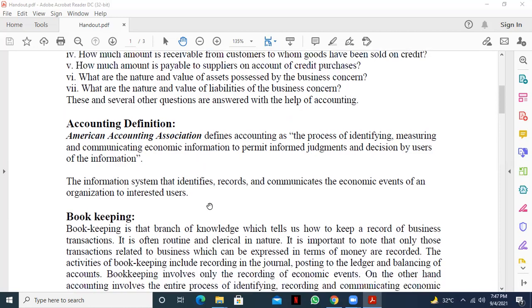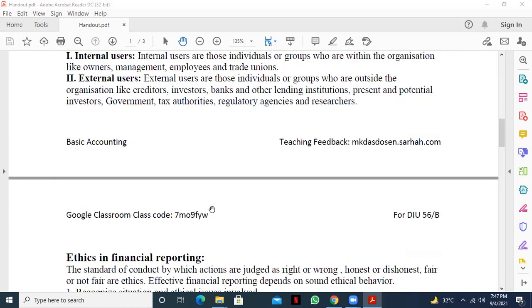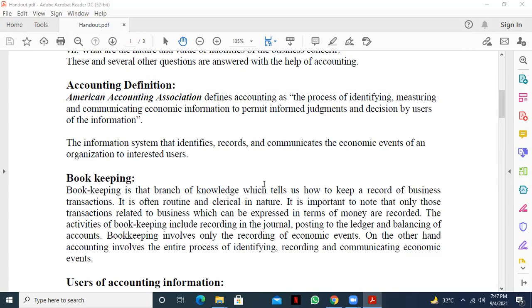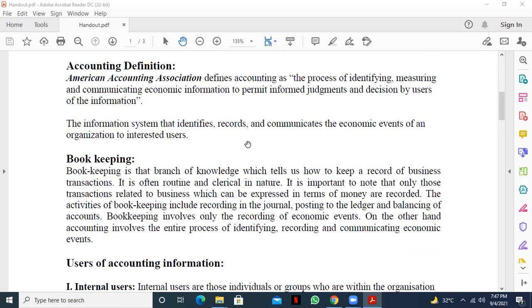Okay, now I'll discuss bookkeeping. Bookkeeping is a part of accounting. So you know, in accounting there are 3 steps: the identification stage, measuring or recording, and number 3 is the communication stage. Bookkeeping is only confined to the recording stage.